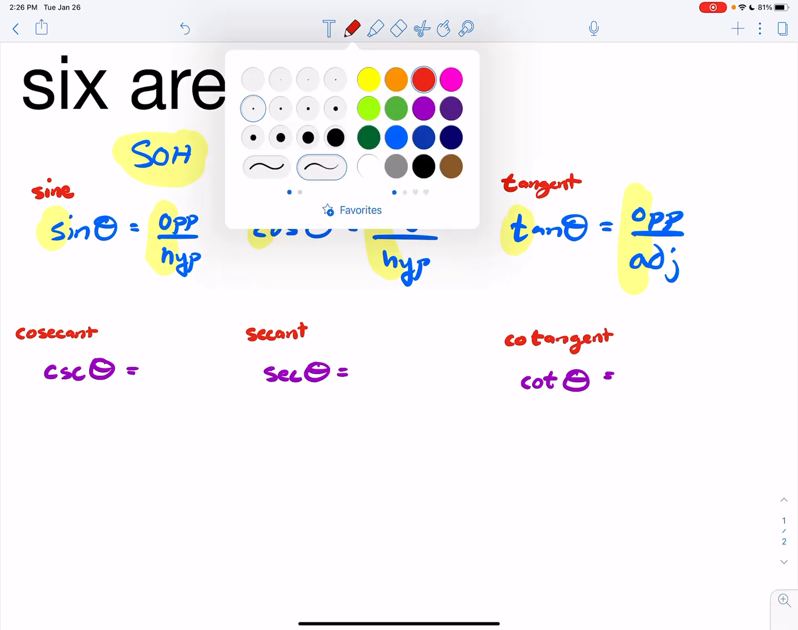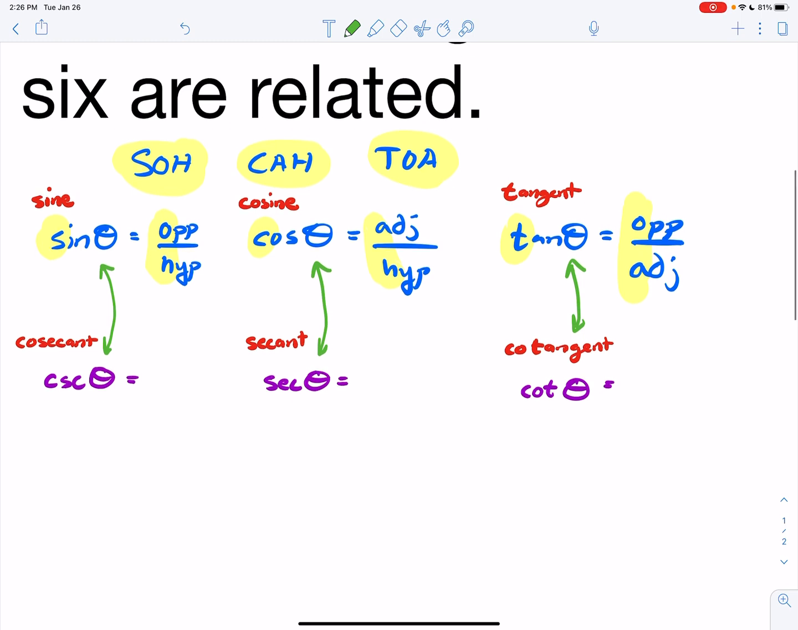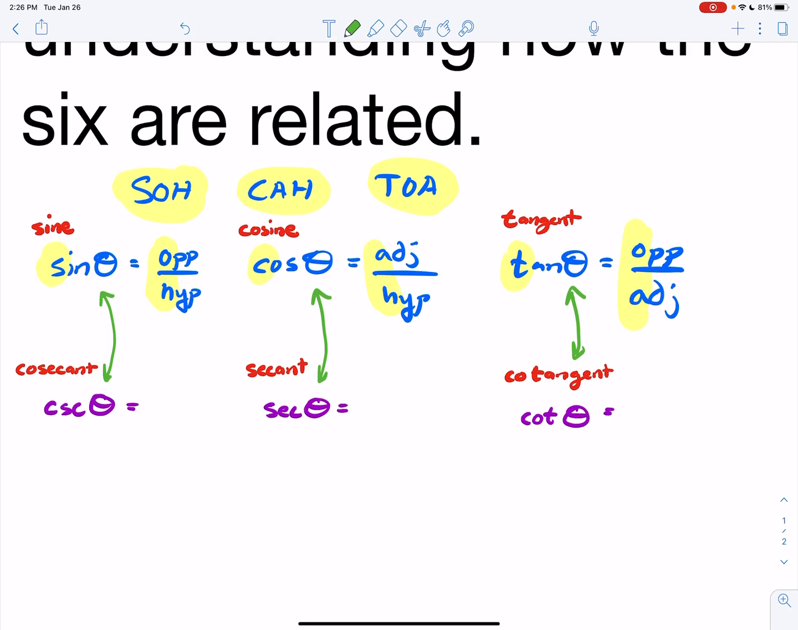But here's what you guys have to understand. I wrote it in this particular order because sine and cosecant are related, cosine and secant are related, and tangent and cotangent are obviously related because they sound the same. So how are they the same? Make sure you write this down somewhere. All of these green arrows, they're related in that they are all reciprocals. Think about that word, reciprocals.